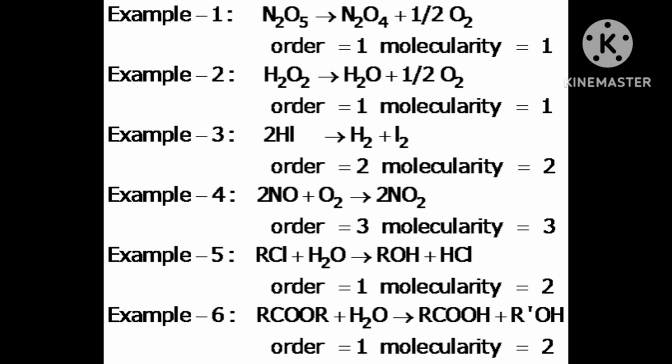Both are concentration terms only. A is molar concentration, B is molar concentration. Hence only one time you write concentration. But power you have to write X plus Y. X plus Y, that is equal to n, a small n, order of reaction.